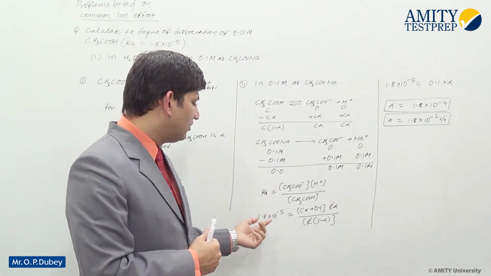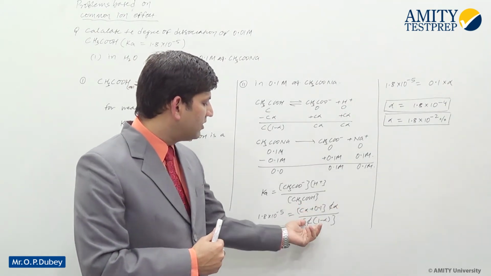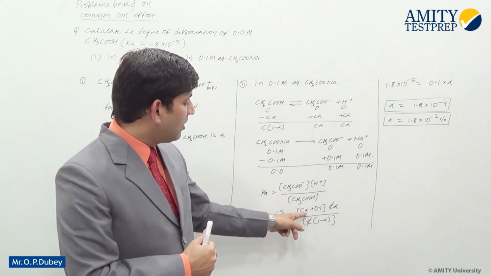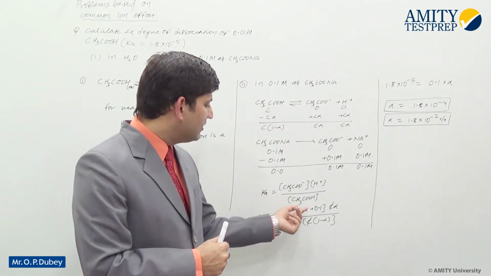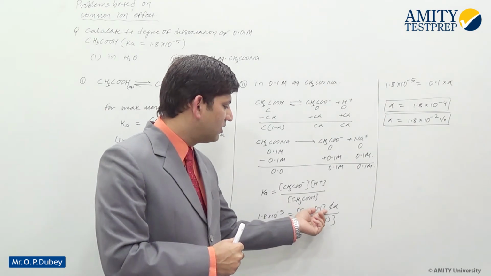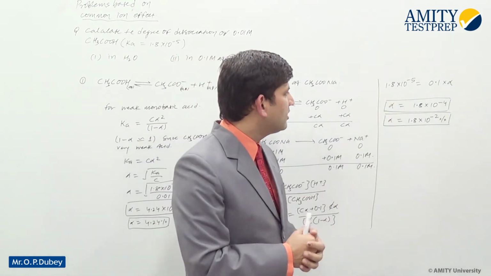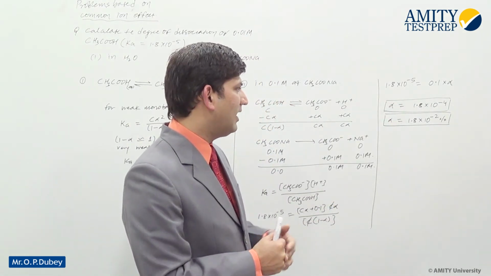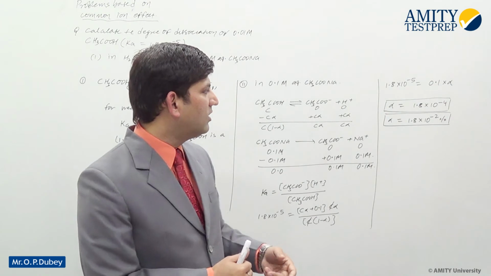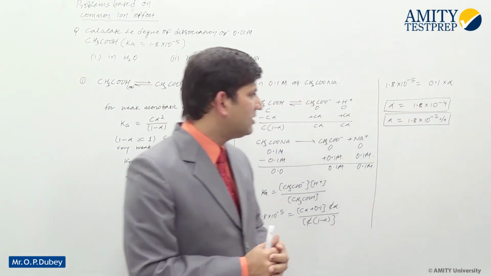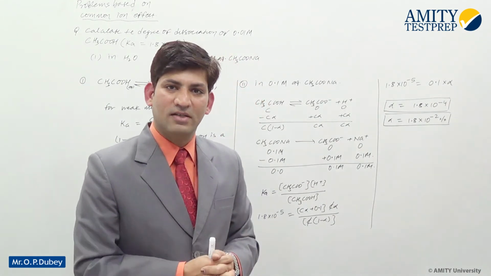Now the Ka value remains constant, then Ka is equal to C alpha plus 0.1 multiplied by C alpha upon C1 minus alpha. Since alpha for this weak electrolyte, acetic acid, is very small, C alpha can be neglected as compared to 0.1. Now this C and this C can be cancelled out. 1.8 multiplied by 10 to the power minus 5 is equal to 0.1 alpha, and alpha, the degree of dissociation of the weak acid, acetic acid, in this solution comes to 1.8 multiplied by 10 to the power minus 4, which is equal to 1.8 multiplied by 10 to the power minus 2%.